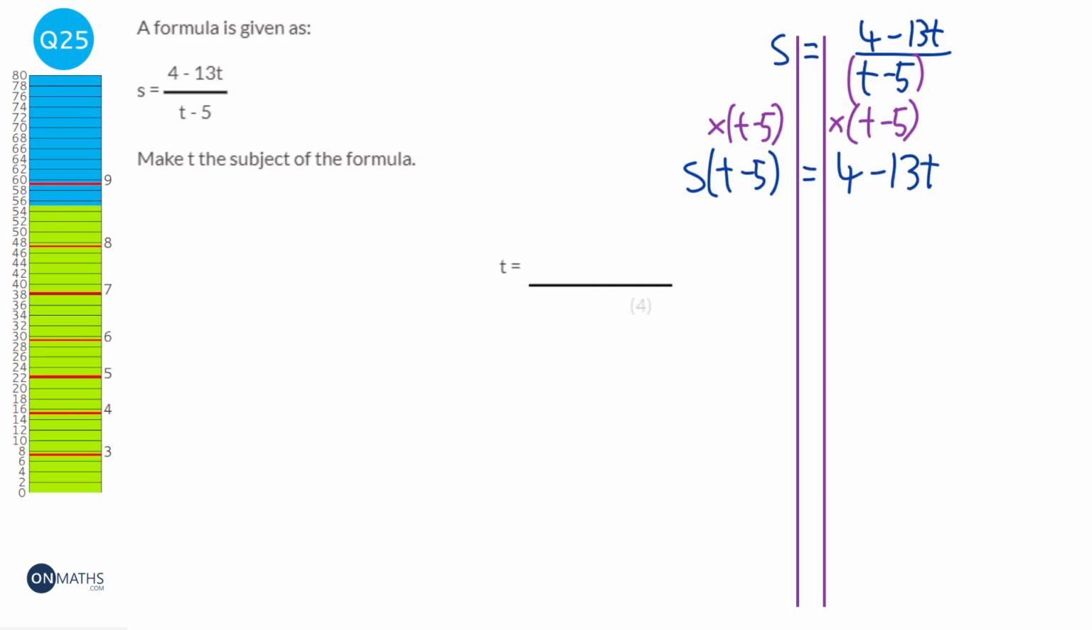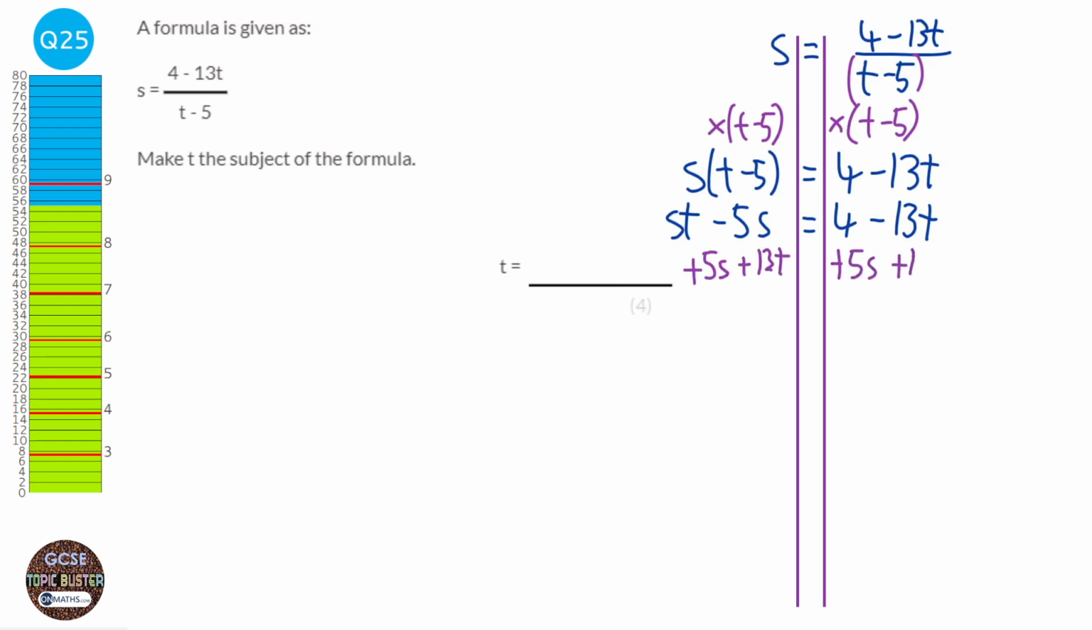I'm going to break open those brackets just by multiplying them out. So it's st minus 5s equals 4 minus 13t. And the objective here is to get all the t's on the same side. So I'm going to add the 5s and I'm going to add the 13t. So add 5s and then add 13t. And so effectively we're just moving this on the other side and this on the other side. So we're left with st plus 13t equals 4 plus 5s.